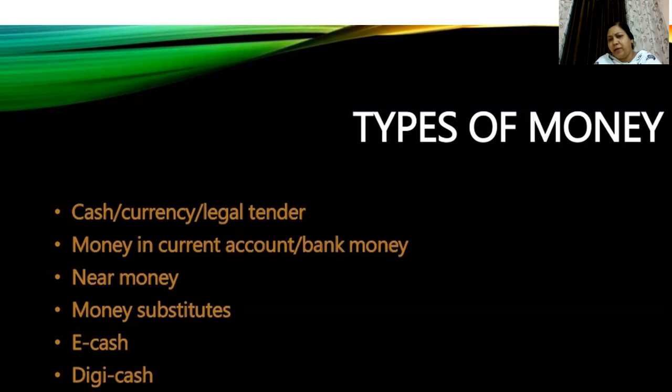For example, the American Federal Reserve issues the currency. In India, RBI is issuing the currency. So they are the monetary authorities. Whatever the monetary authority issues is called legal tender.